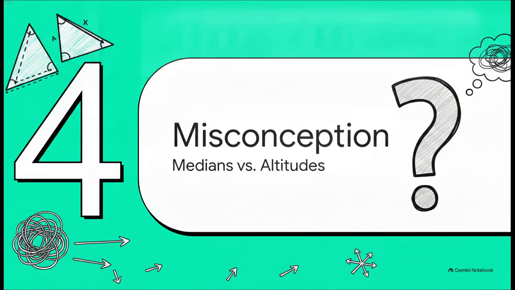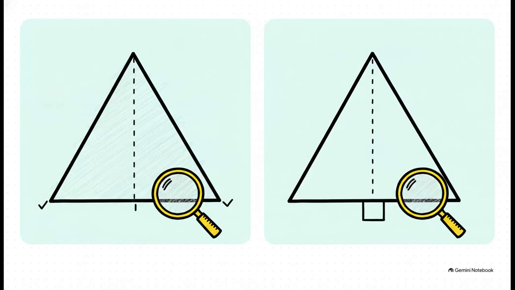Which brings us to Section 4. Misconception: medians versus altitudes. It is so incredibly easy to mix these two segments up, and our source text actually highlights this specific error. You've really got to remember the distinction here.